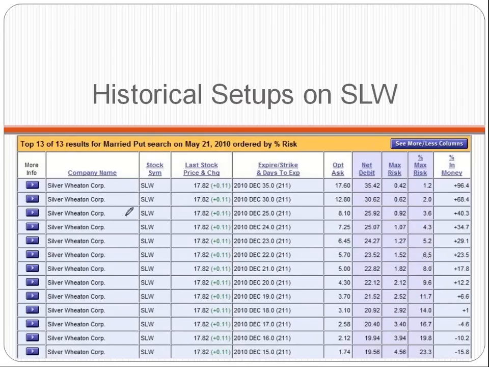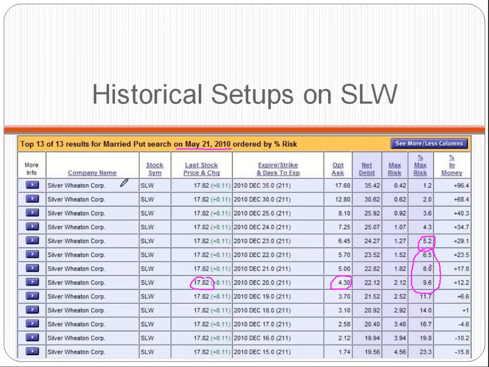Here's a historical married put view of Silver Wheaton on May 21st. And we saw that our 20-strike put at the time was $4.30. This is actually if the stock was at 17.82 at close on May 21st. We got filled at 17.20. But here you see the risks of where we want to be, 6.5%, 8%, really maybe 5.2%.